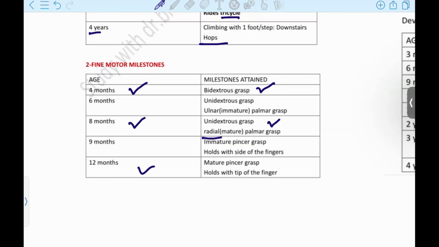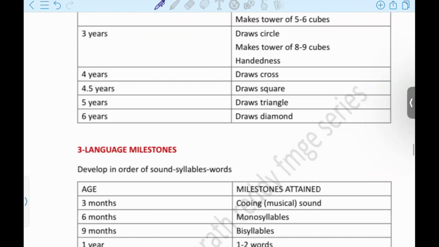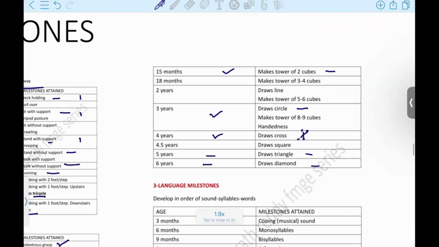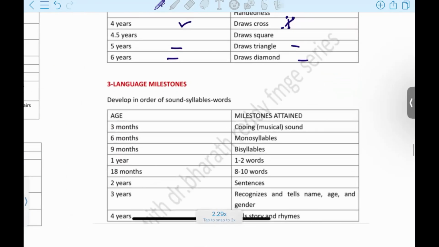12 months mature pencil grasp. Along with that, at 15 months makes a tower of 2 cubes, at 3 years draws the circle, and at 4 years draws the cross. You can remember 4 ends for the cross, 5 years triangle, and 6 years diamond. So these parts can be asked in the examination, at least 1 to 2 questions, so should not be missed.